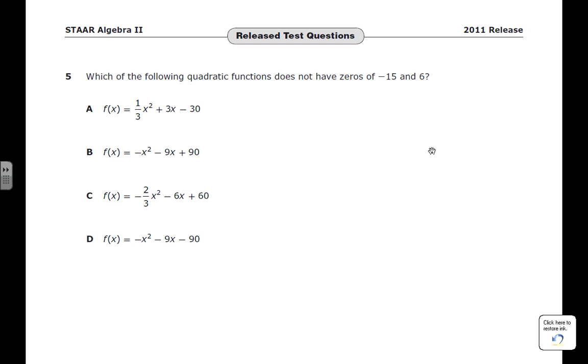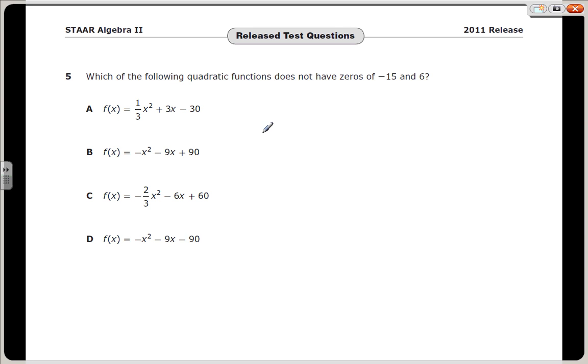Let's take a look at number 5. It says, which of the following quadratic functions does not have -15 and 6 as zeros? Okay? So in order for a value to be a 0 of a quadratic function, when you input those zeros into the function, you're going to get 0. If you get anything other than 0, then it's not. Alright, so one of these choices is not going to give us 0.